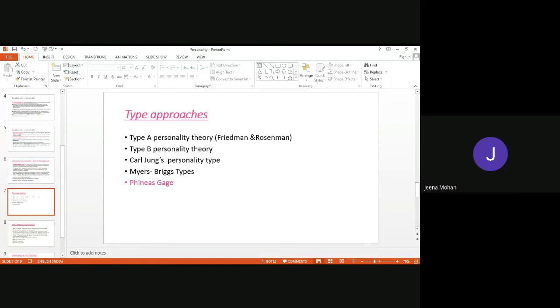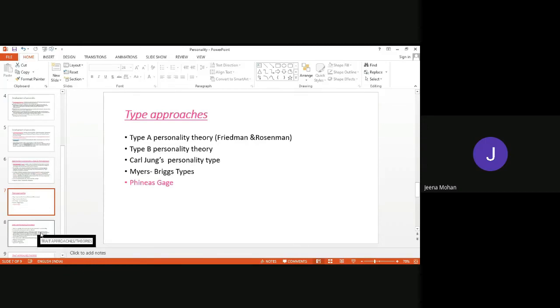Mainly in your textbook only these two things are there. When you refer to some other textbook or some other site, you can see the type C personality, then hardy personality. Just for your information, I mentioned, but you just have to concentrate on these two personalities. Then next is Carl Jung's personality type.